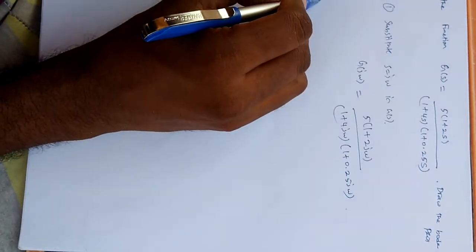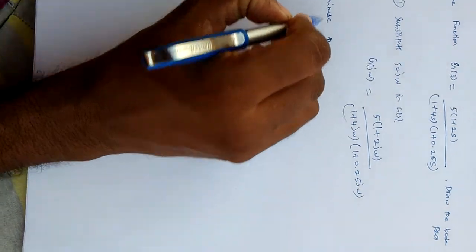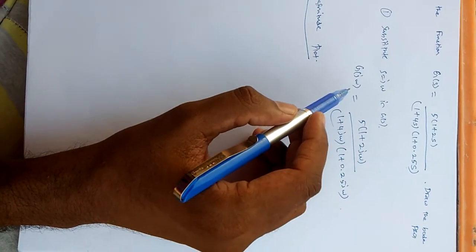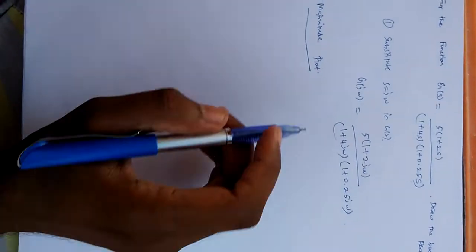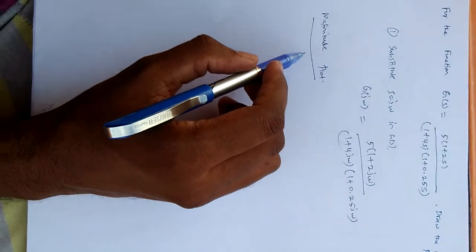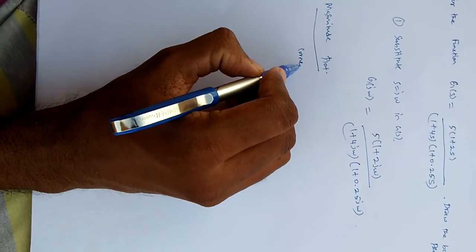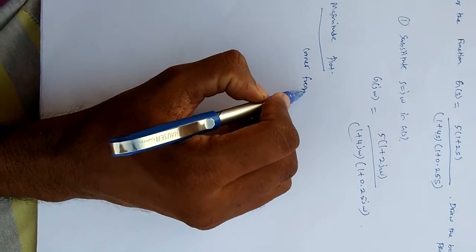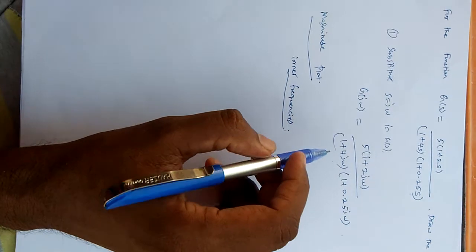Next step is the magnitude plot. For the magnitude plot, we have to find the gain for different frequencies. First in the magnitude plot we have to find the corner frequencies. Corner frequencies are nothing but the frequencies at which a magnitude or slope change occurs. So how will you find out the corner frequency?